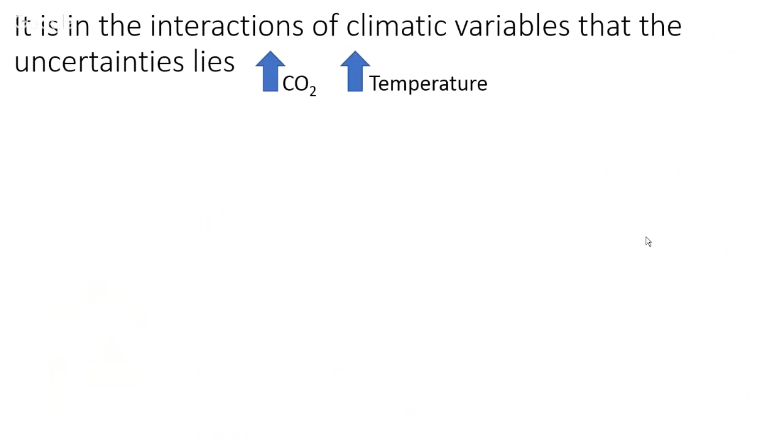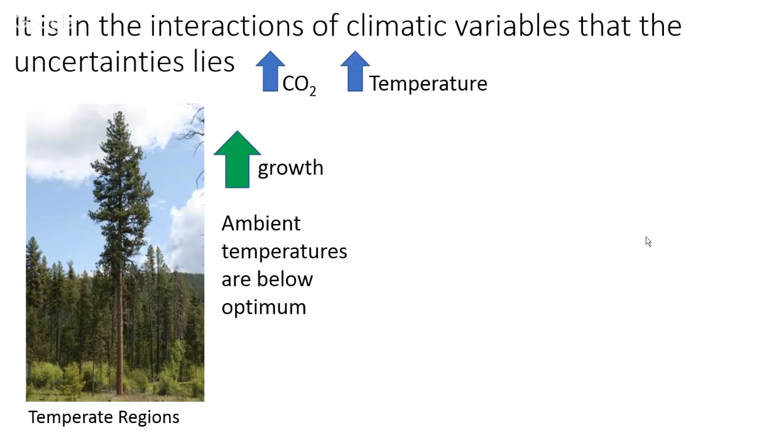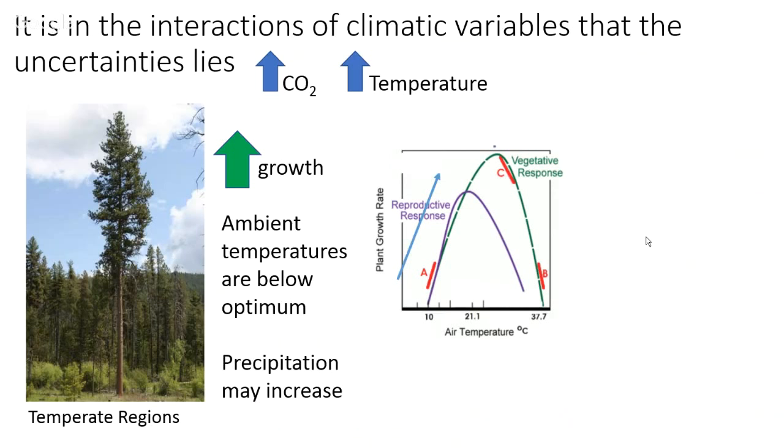So if we take an increase in CO2 and an increase in temperature, and we look at, say, the temperate region where temperatures are typically cooler than, say, here in Hawaii, we might see an increase in growth due to the fact that the ambient temperatures in that region are below the optimum level. And we also might see that precipitation might increase as well, especially in higher latitudes. So we would typically see a positive trend.